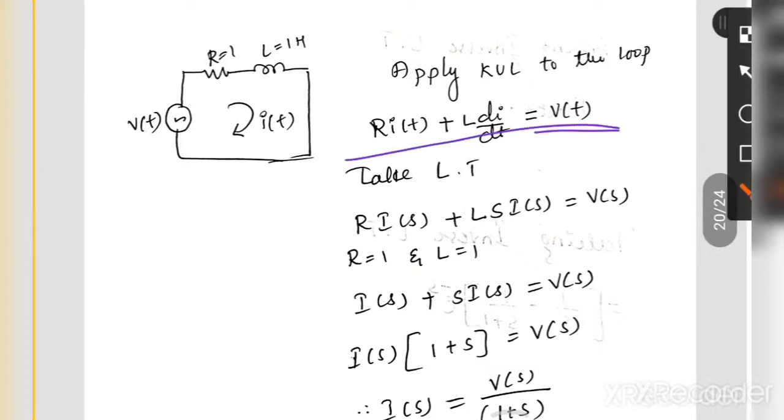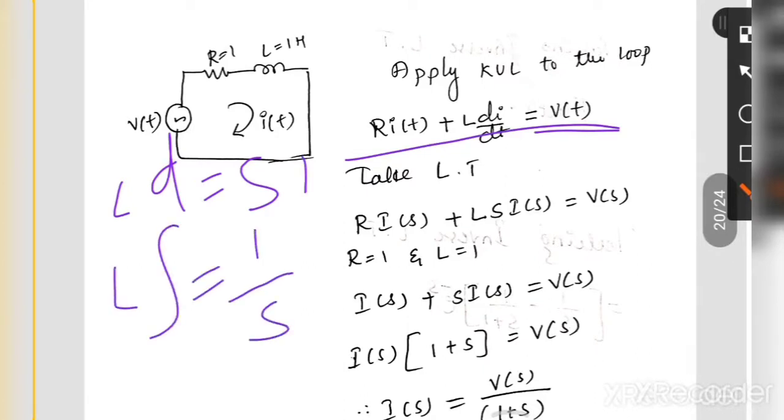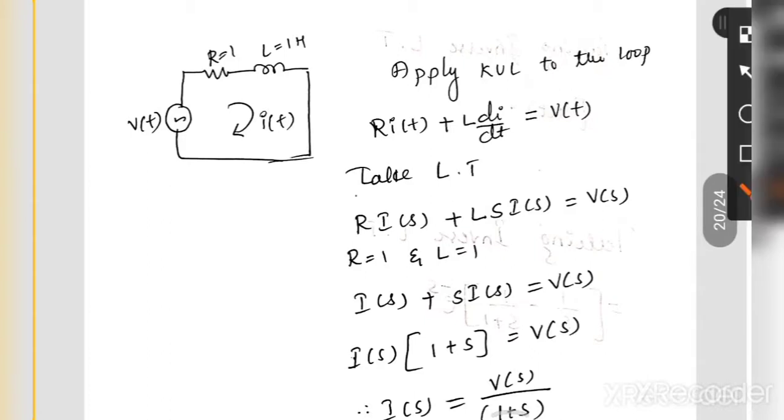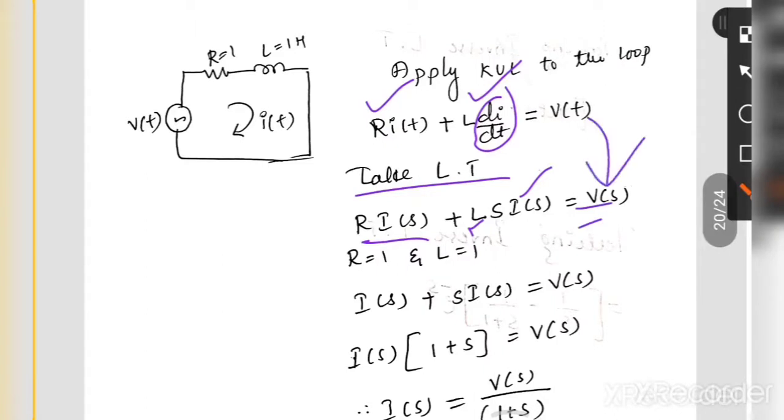Let's take a Laplace transformation. As we know, Laplace transformation of differentiation is s into the function, and Laplace transformation of integration is 1 by s. Therefore, let's take a Laplace transformation. As we have discussed, elements will remain the same. So now R into I of s, L remains the same. Laplace transformation of differentiation is s into that function which is I of s, which is equal to v of s. Laplace transformation of v of t is v of s.